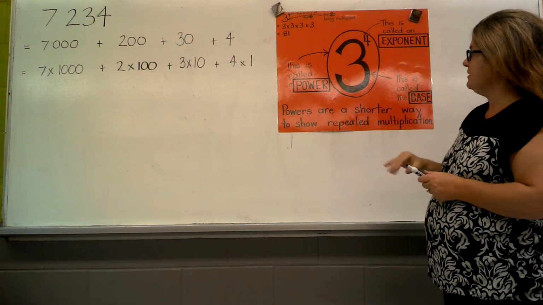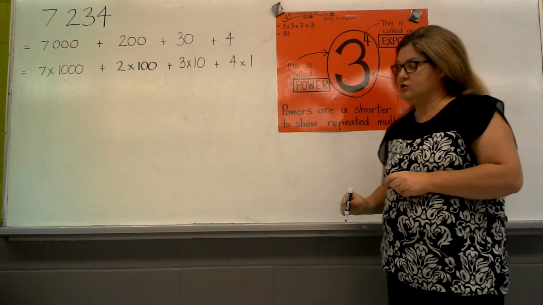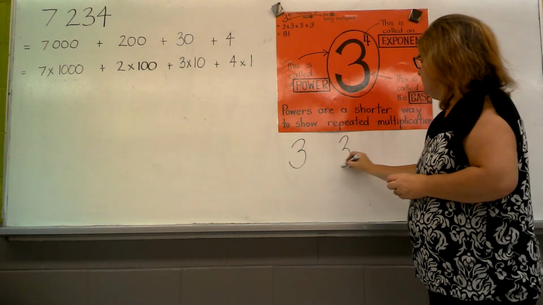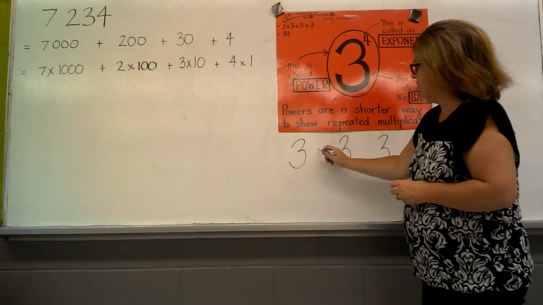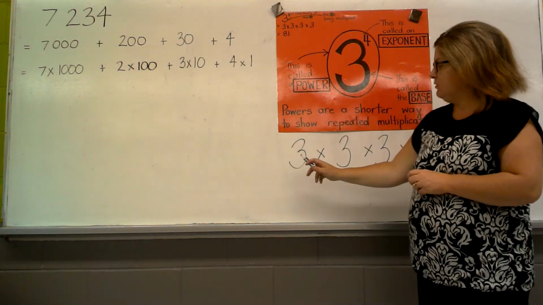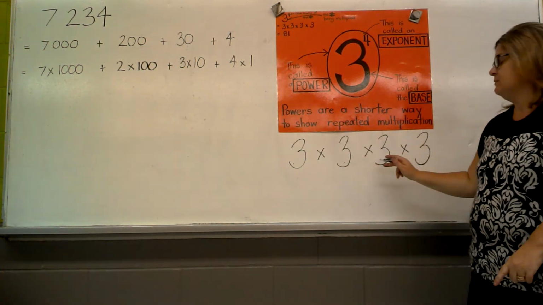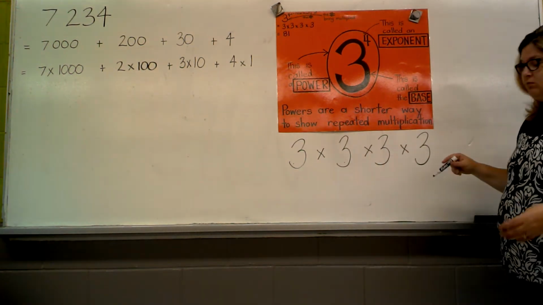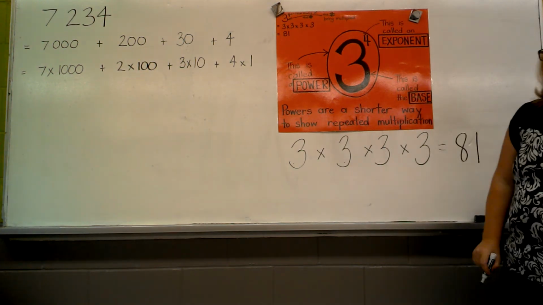And simply put, this one would be in long multiplication. If we were going to write it out the long way, you would have the number 3 written down 4 times and then multiplied all together. And that would be 3 times 3 is 9, that number, 9, multiplied by 3 gives you 27, multiply by 3 one more time, 27 times 3, and you end up with a product of 81.